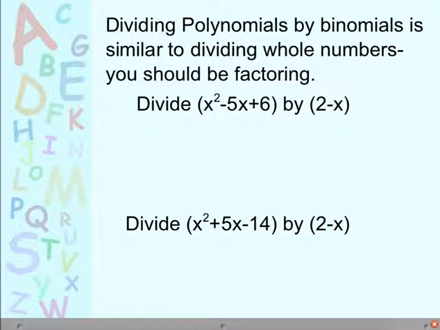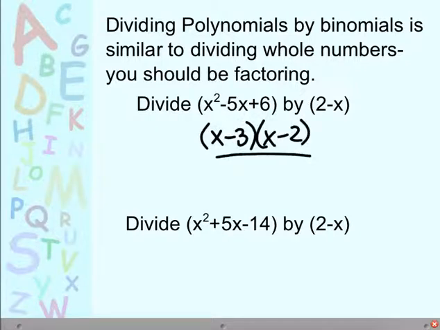So when you know your trinomial is actually able to be factored, go ahead and factor it. Like this one, I'm going to factor it to say I have x squared minus 5x plus 6. Something that multiplies to positive 6 and adds to negative 5 would be x minus 3 times x minus 2. And that's divided by 2 minus x.